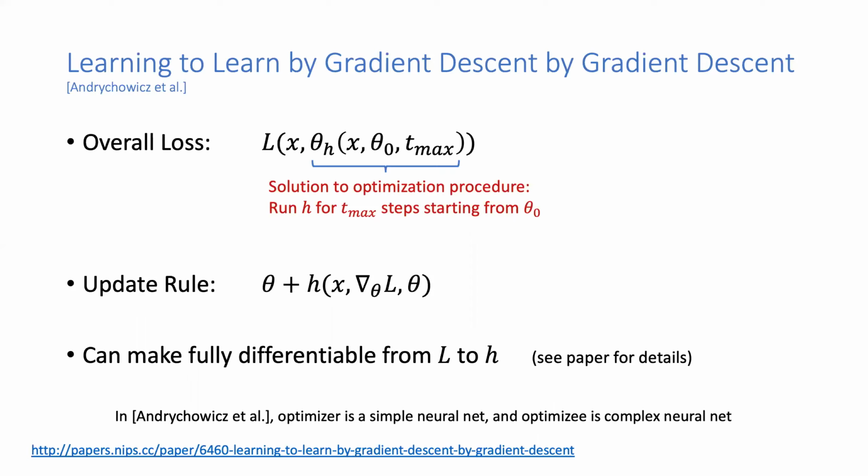But now we want to learn H as a small neural net. And I'm not going to go into the details, but it turns out that if you set the problem correctly, you can make this whole thing fully differentiable from the parent loss function to this optimizer H. And I'll just refer to the paper for details. I don't want to go into it in this lecture. We'll cover some of these more in week 2.